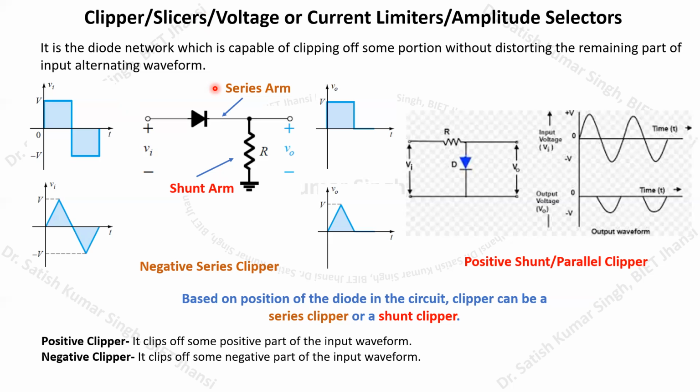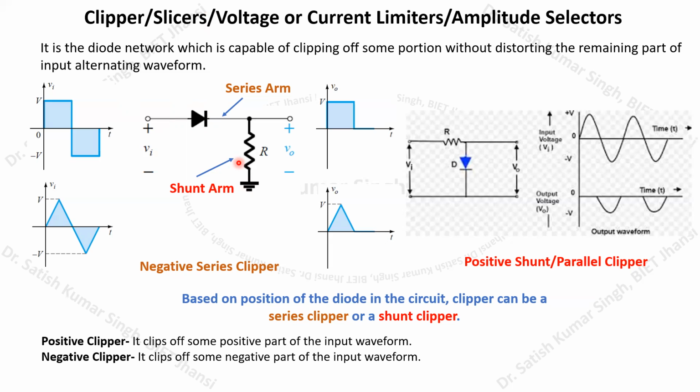Basically, this clipper circuit is fabricated out of a diode and resistor combination. So what are the two basic elements needed? One is a diode and another is a resistance. By proper arrangement of these two components in the circuit, we can make different kinds of clipper circuits.